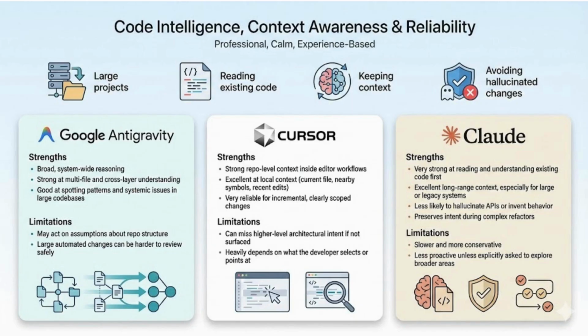Claude Code is extremely strong at reading and understanding existing code before it ever makes changes. It does a great job maintaining long-range context, which makes it especially reliable in large or legacy code bases where intent matters more than speed. Compared to other tools, Claude is less likely to hallucinate changes or invent APIs that don't actually exist.